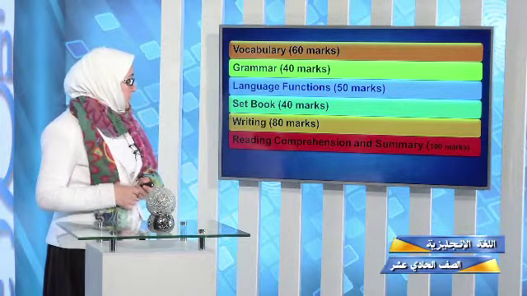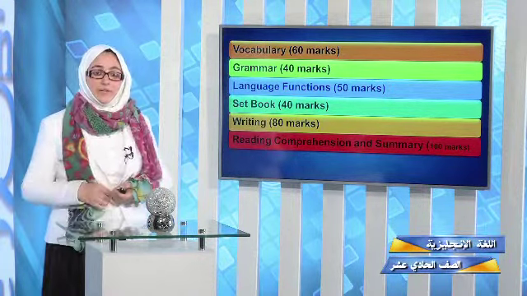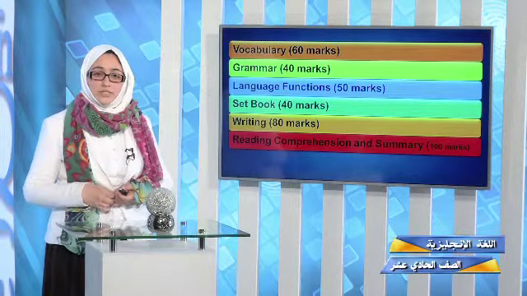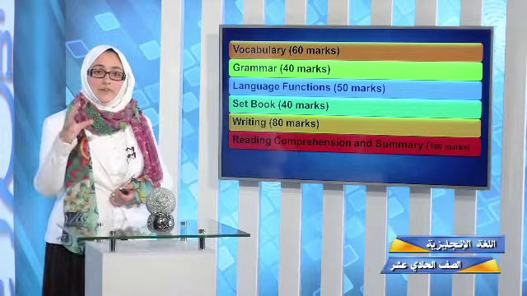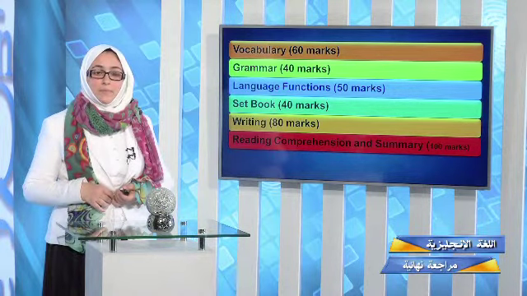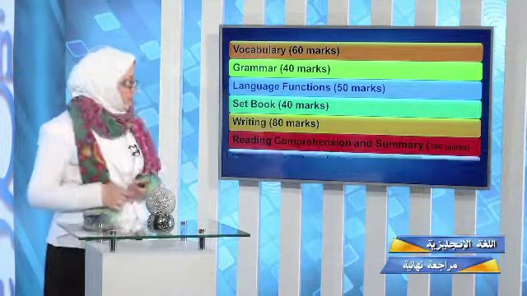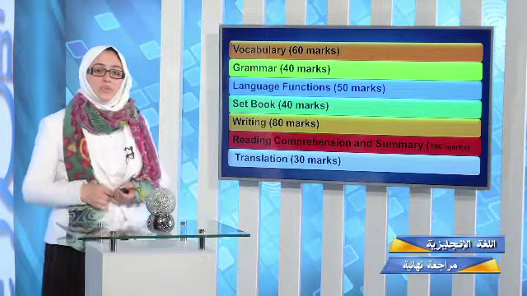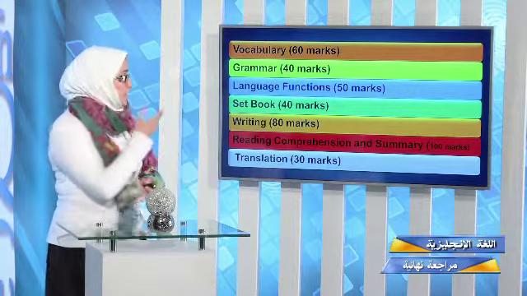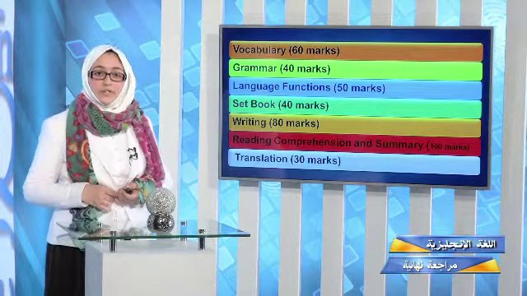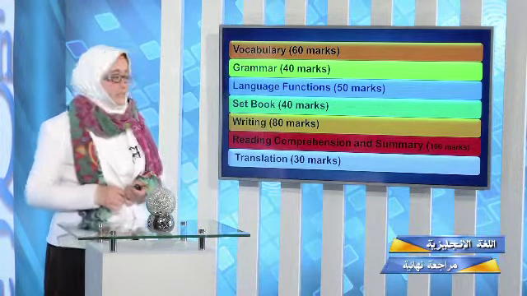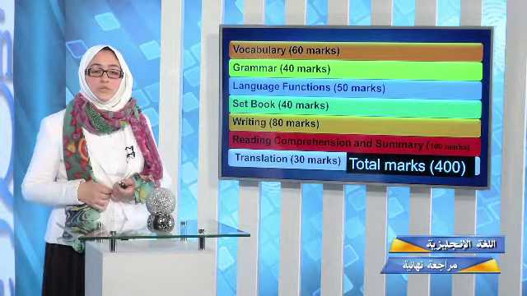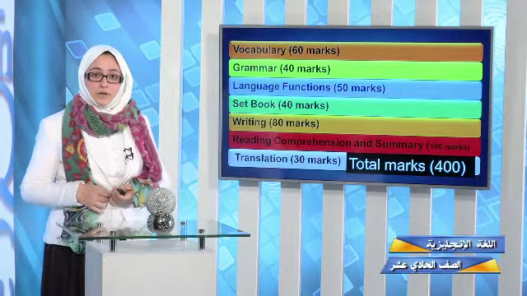We move on to reading comprehension and summary. You are given a passage and you are asked to answer reading comprehension questions. And then a passage from the reading comprehension will be used for the summary. Lastly, we have the translation, and this is for a total of 30 marks. So these are the various branches that will be covered in your examination for the second period. All of this amounts to a total of 400 marks.